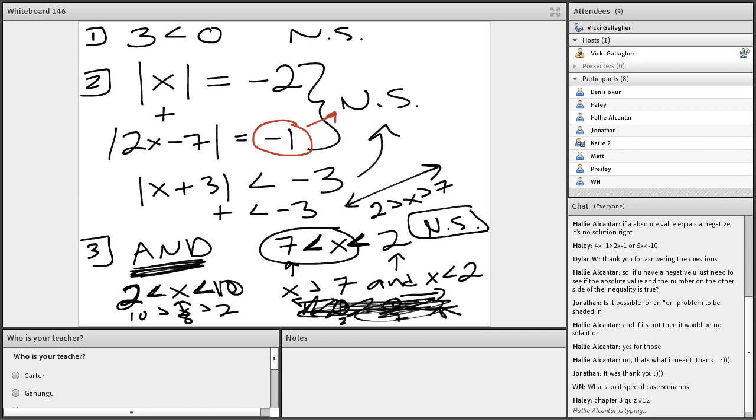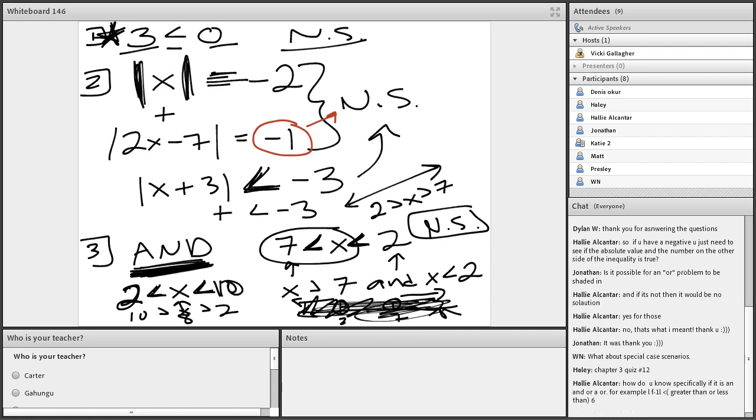So on a single inequality, for a no solution, there would be no more letters left in the problem, and you would get a false statement like 3 is smaller than 0. That's false. Then you would write no solution. On an absolute value problem, if it's equal to a negative, it's a no solution, or if it's less than a negative, it's a no solution. And then on compound inequalities, you can only get no solutions on an and, and it has to be an and that when you try to graph it, it looks like an or. That would be a no solution. So those are the no solutions.